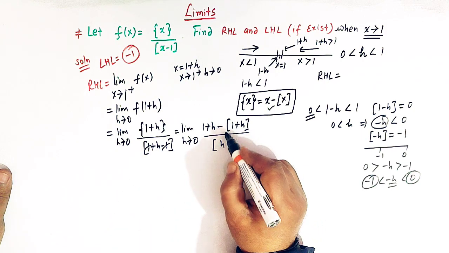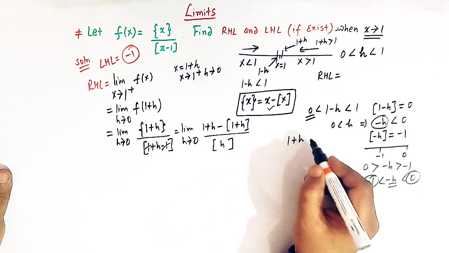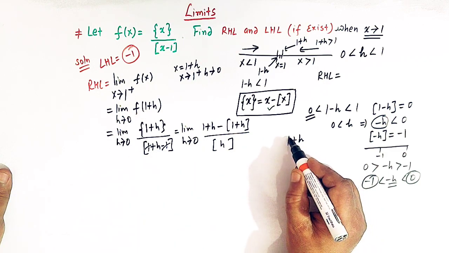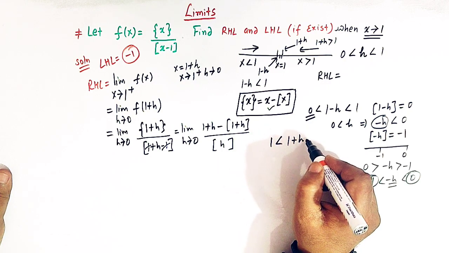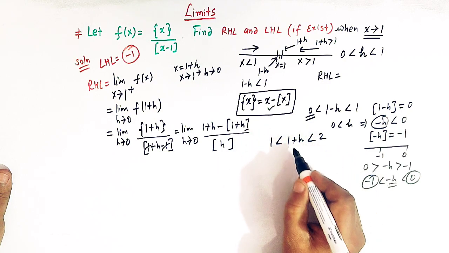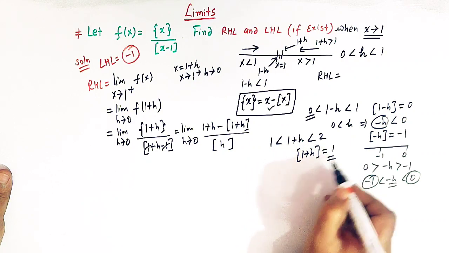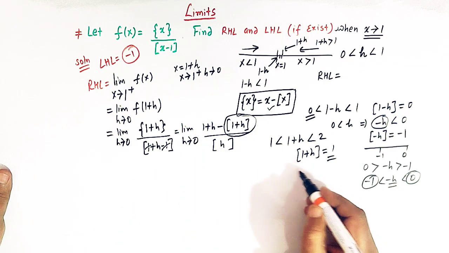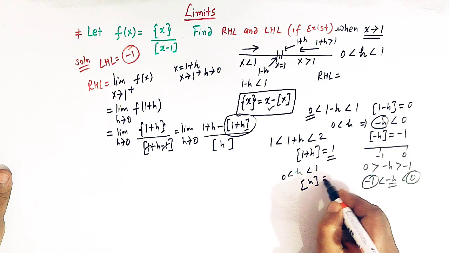Now see, here we have greatest integer of 1 plus h. Now see, h is infinitesimally very small. So when we add a very small quantity to 1, then 1 plus h is greater than 1. It is slightly greater than 1, but it is less than 2. So by definition of greatest integer function, greatest integer of 1 plus h is 1, right? And see, h lies between 0 and 1. So the greatest integer of h is equal to 0.